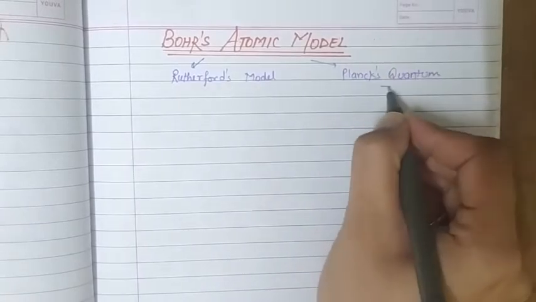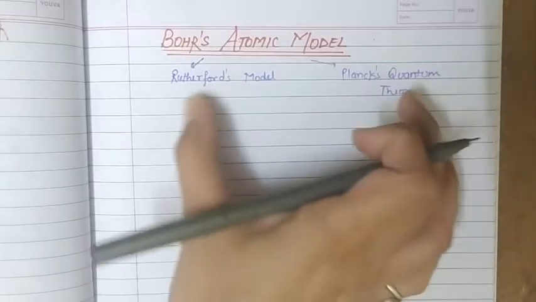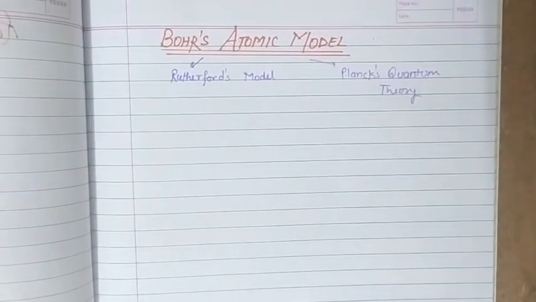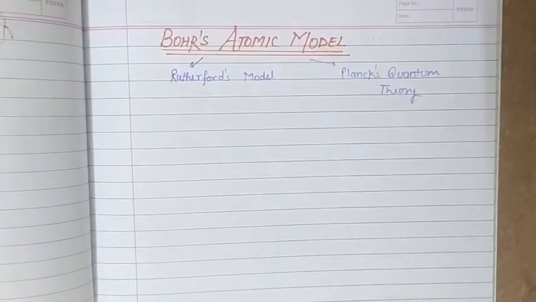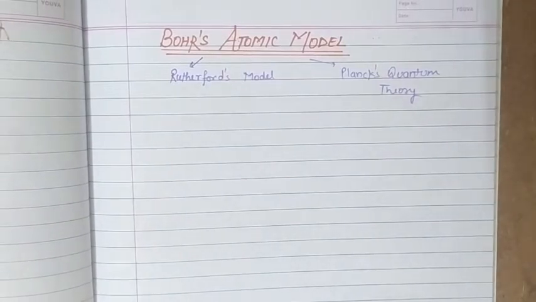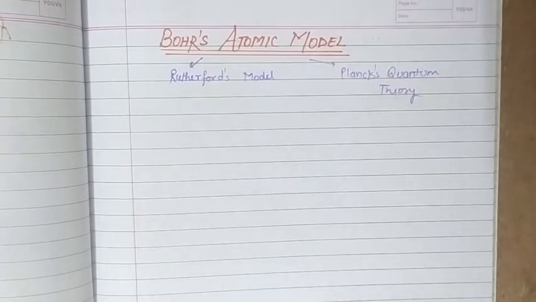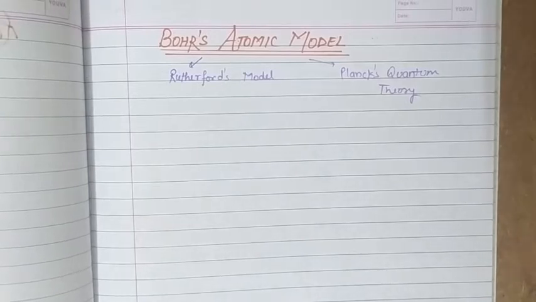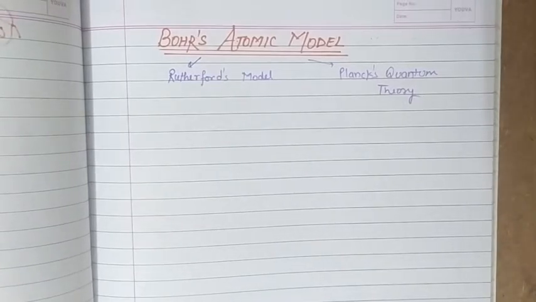Right? Bohr merged these two concepts to give his atomic model, which can explain the spectra emitted by the atom as well as the stability of the atom. So Bohr's atomic model is basically a modified version of Rutherford's model, in which he used the results of Rutherford's model and added Planck's quantum theory so that the drawbacks of Rutherford's model can be sorted. So let's move to the postulates of Bohr's atomic model.